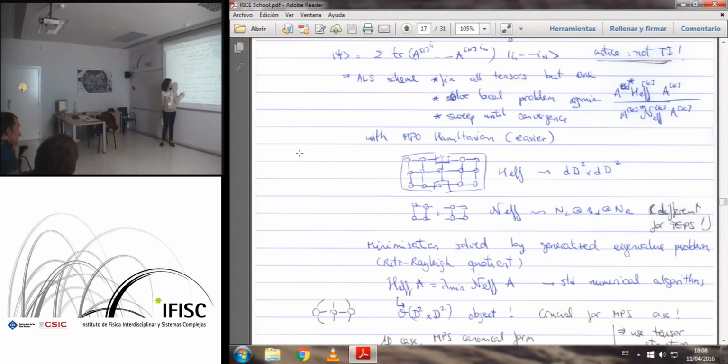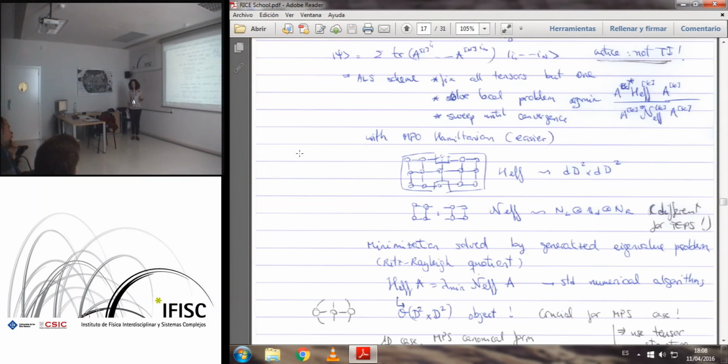So we just need to solve this generalized eigenvalue problem. You can just see it by taking the derivative with respect to each element of the A and making it equal to 0. Then the solution is the minimum eigenvalue for which this is true. There are standard numerical algorithms to solve this problem. So in principle, you can just do this.